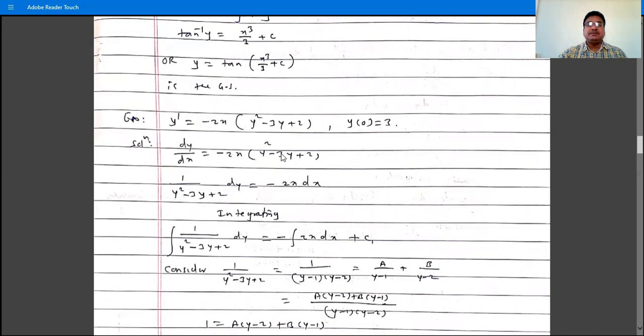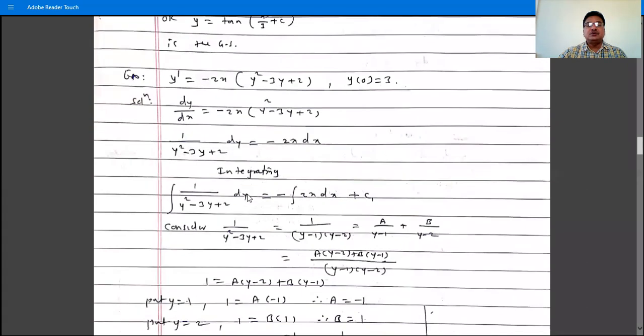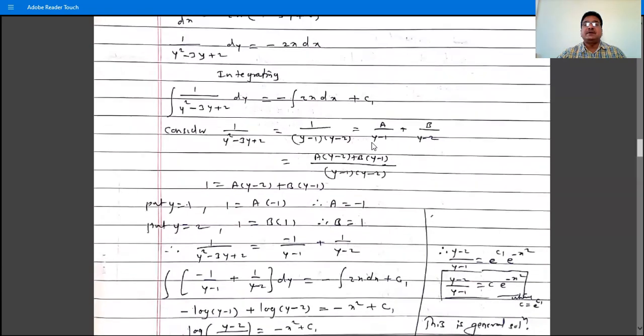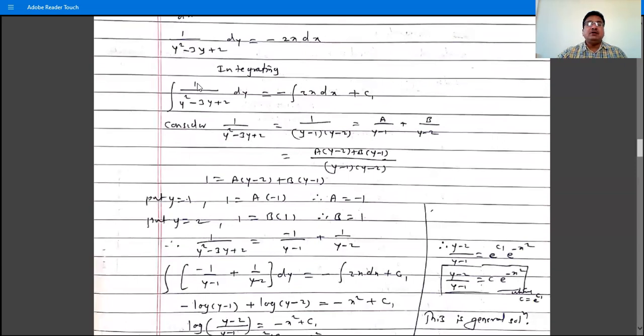Then we have to separate first the variables. So shift this bracket to LHS, it becomes divided by, shift this dx to RHS. And so now it is in the variable separable form. Now integrating both sides, we have this, add the constant of integration, suppose C1 is the constant of integration. Now we have to find the integration of this factor 1 divided by y square minus 3y plus 2.